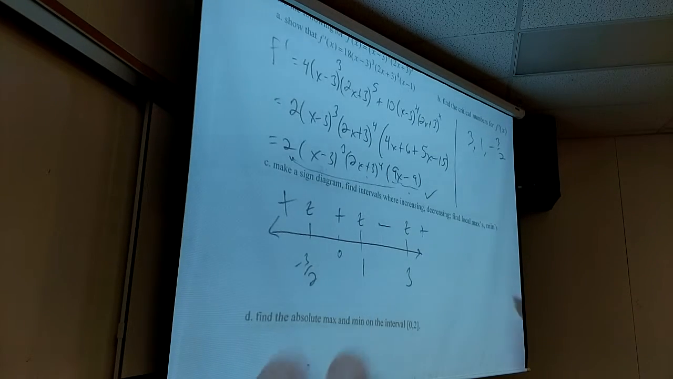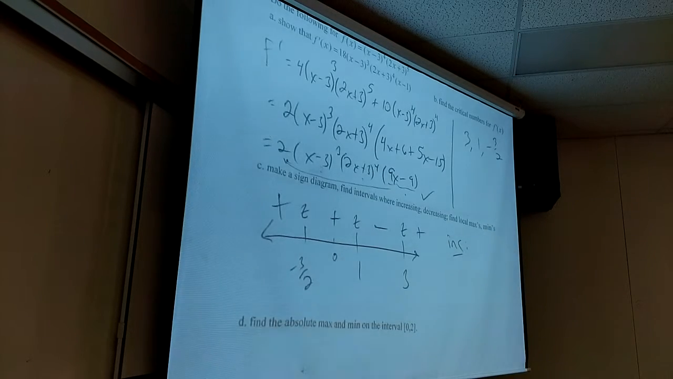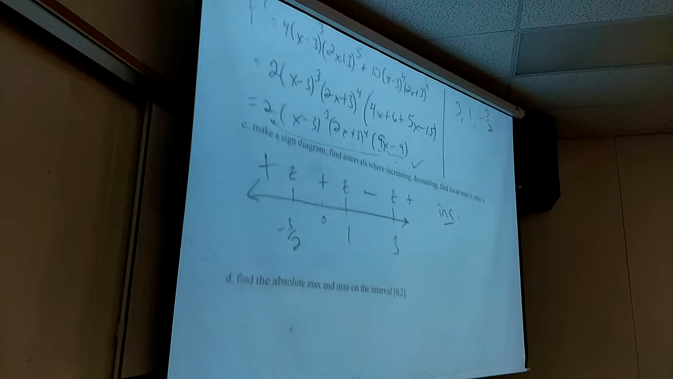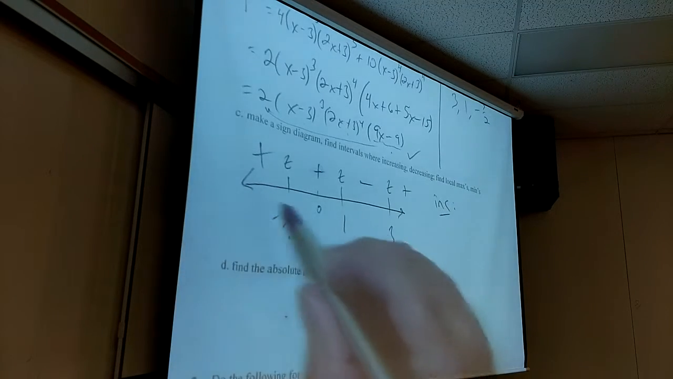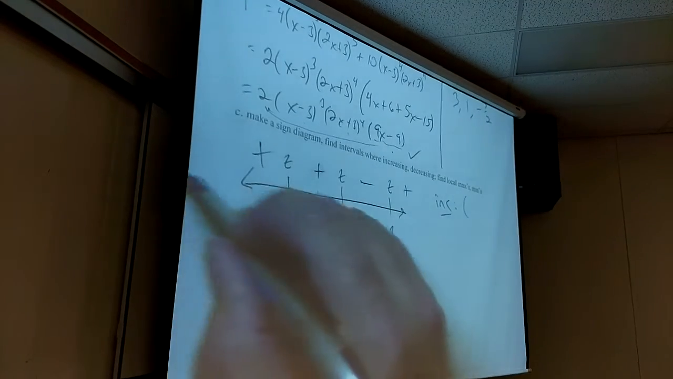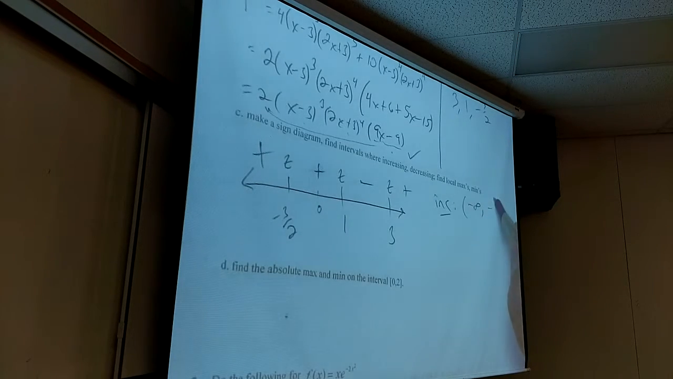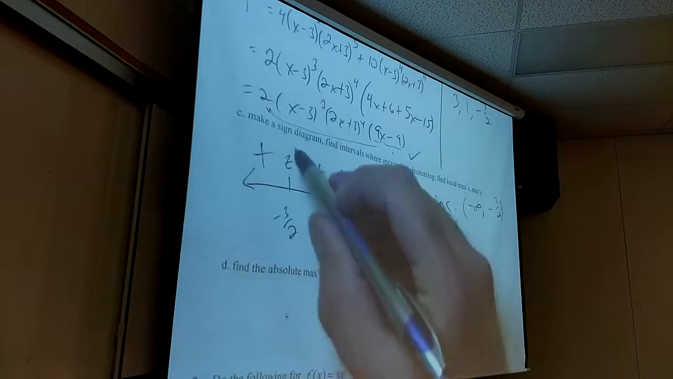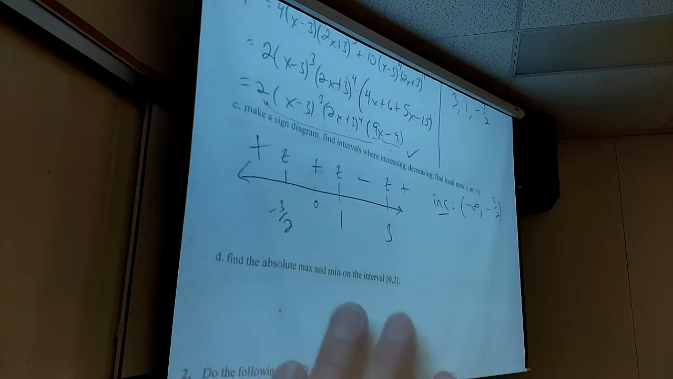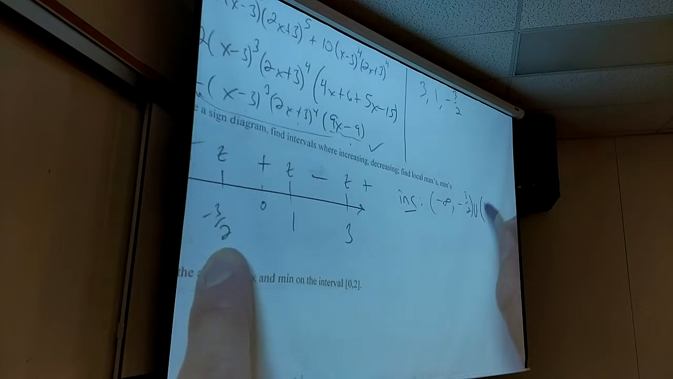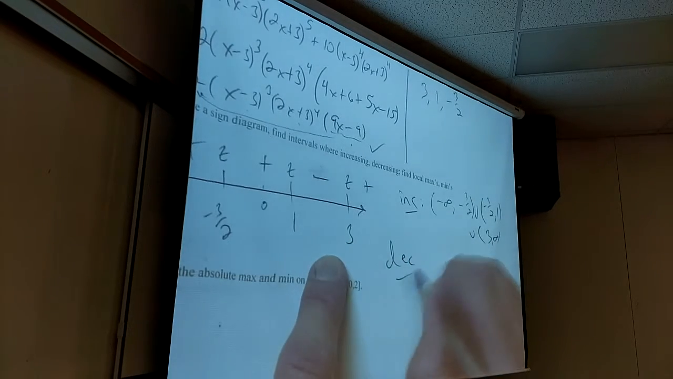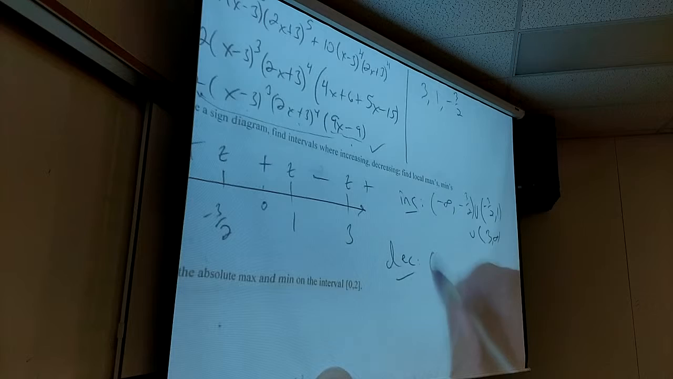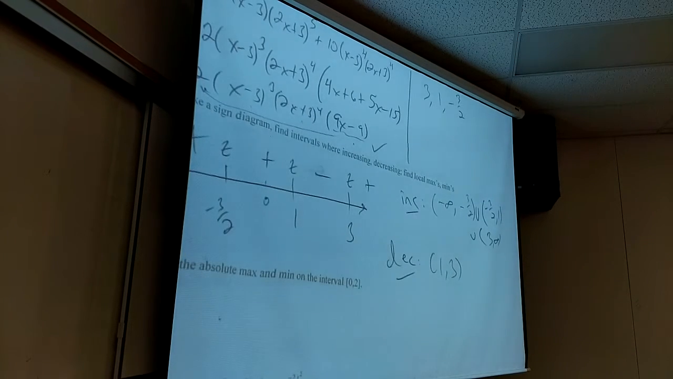So can anybody tell me what intervals it's increasing on? What are the intervals where it's increasing? From? Good. Don't just go straight up to 1, because at -3/2 it's flat. It's not increasing. Or -3/2 to 1. Or 3 to infinity. So where's the only place it's decreasing? 1 to 3. I like it. Very straightforward. Your sign diagram directly tells you that information.